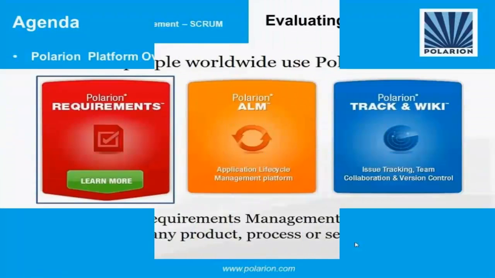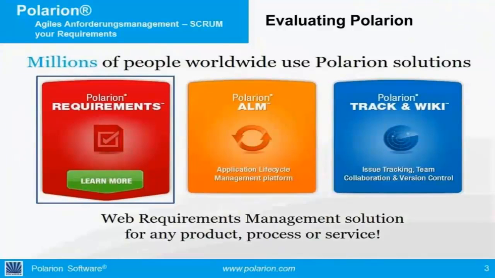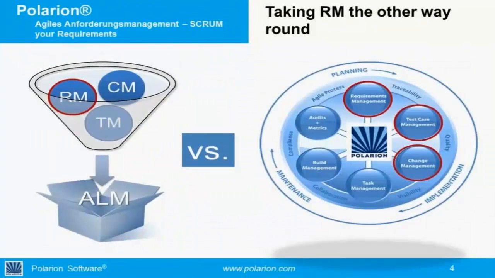First of all, we've got three types of licenses in Polarion. Polarion Requirements, which will be covered today. Polarion ALM, which is the full functionality of our product, where you can plan your requirements, use your requirements, test cases, and everything else. And you've got Polarion Track and Wiki, which is our bug tracker, where you can insert bugs and work with them.